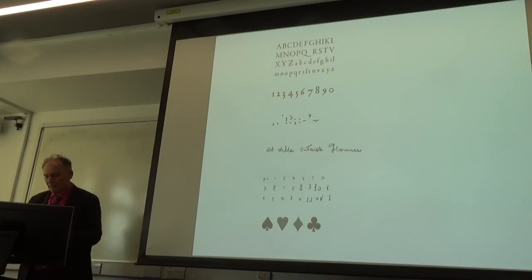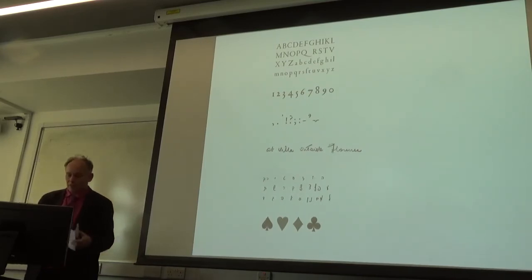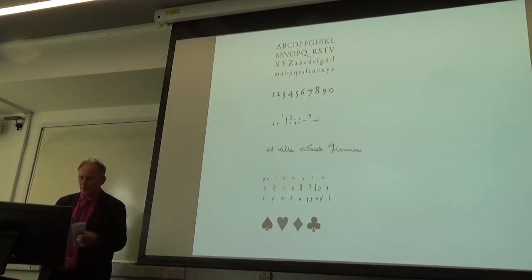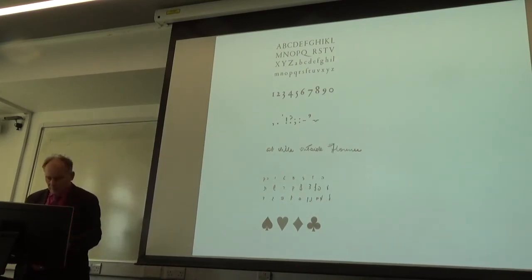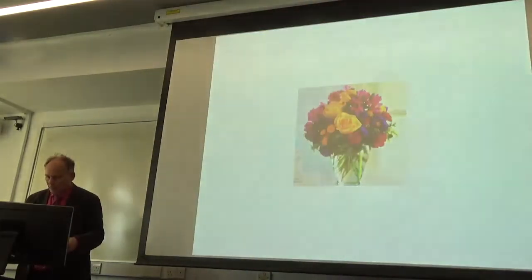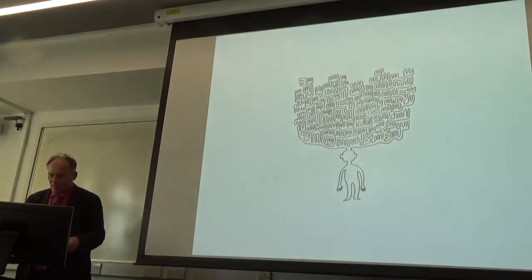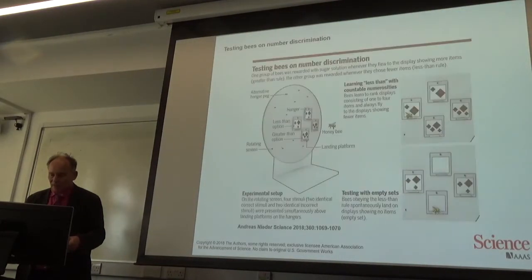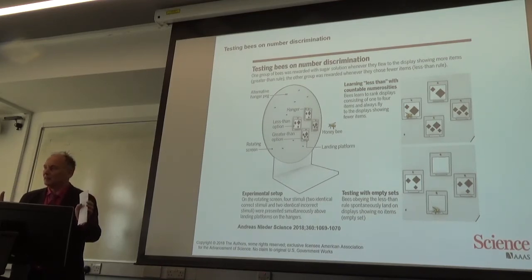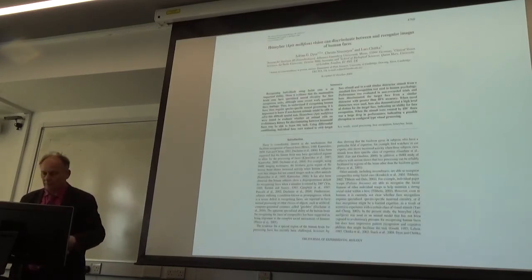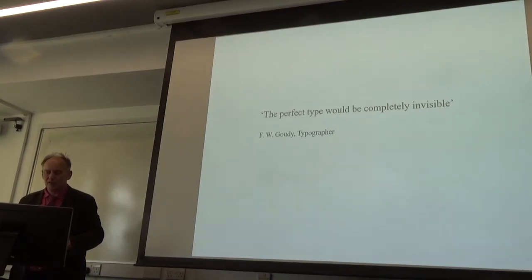And before I come to that, okay, that's handwriting, punctuation, numerals. Sorry, I must have missed something. Oh, let's get back to flowers. Bees recognize zero. You have to recognize zero because you're looking for the absence and presence of features. So if you can do that, then with a few distinctive features, you can make an alphabet. And then the bee can recognize a flower in the same way we can recognize hearts, clubs, diamonds, spades, with four or five simple features. The perfect type will be completely invisible, and a good designer knows that.